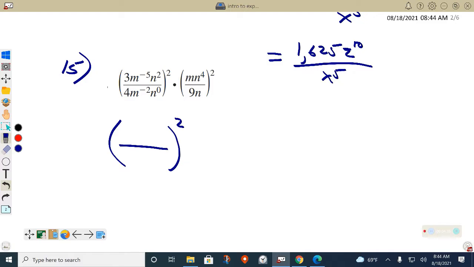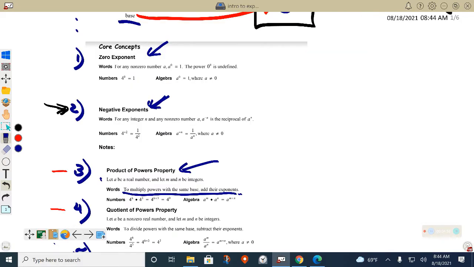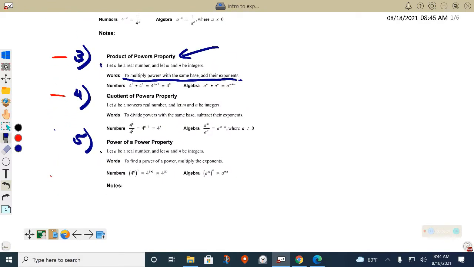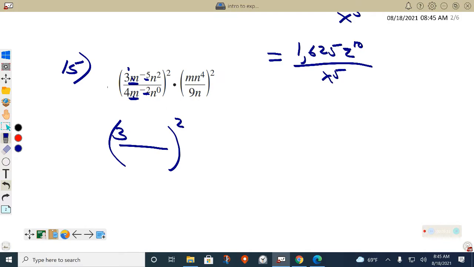So 3. 3 stays put because that's the first power. And then m to the second power. Well, m is to the negative 5th, and the bottom one is to the negative 2. Okay, so that means we're dividing with the same base, huh? So we can subtract the exponents. That's rule number 4, the quotient of powers. Remember, if you're dividing with the same base, you could subtract the exponents. But here's what I'm going to do. To make it a little cleaner, let me offer a suggestion.